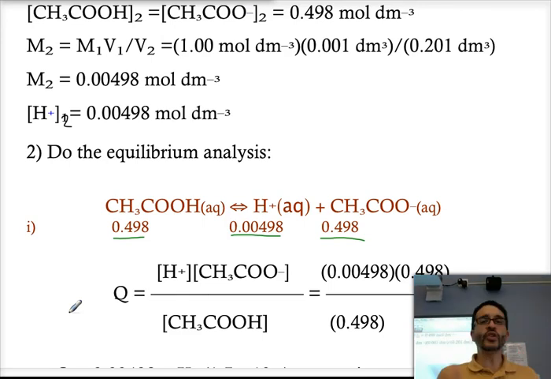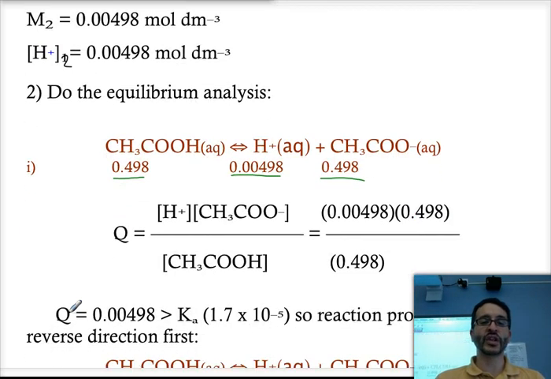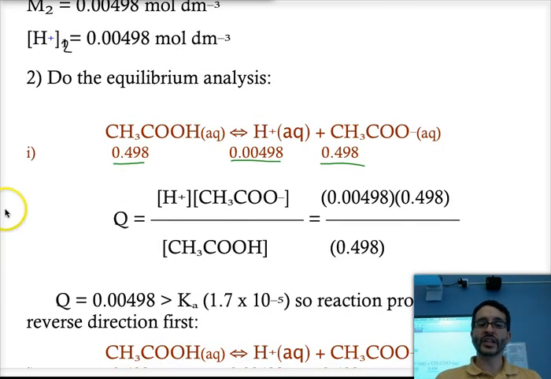So we don't know which direction it's going to move, so it's good to calculate the value of Q so we can compare it to the value of Ka, and that tells us which direction the reaction will move initially. When we calculate the value of Q, we get that Q is actually 0.00498, which is much greater than Ka. So the reaction is going to go in the reverse direction first.